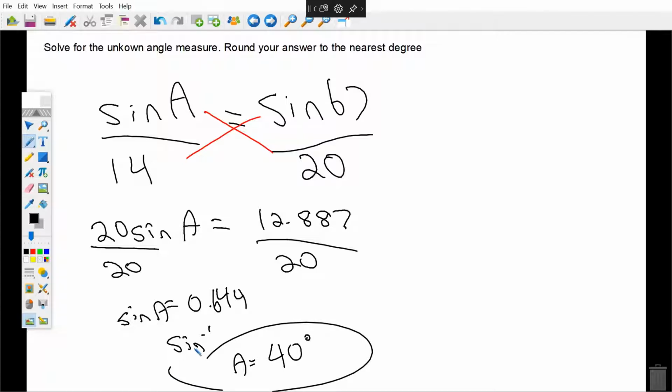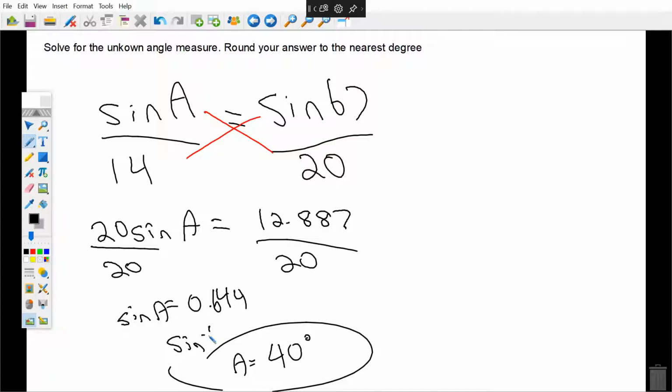Okay. Once again, cross multiplied, like we always do at the start, and we divided both sides by 20. That got us to sine A equals 0.644. Obviously, 0.644 is not the measure of our angle. So whenever you're trying to find the angle, you have to go sine to the minus 1. We do that. Rounded to the nearest degree is 40 degrees.